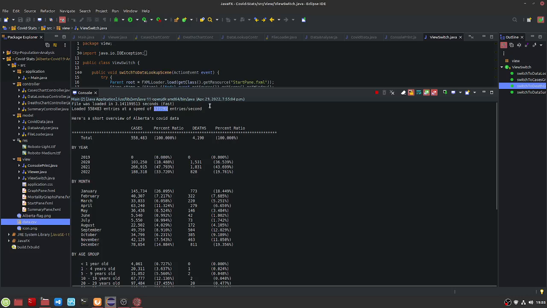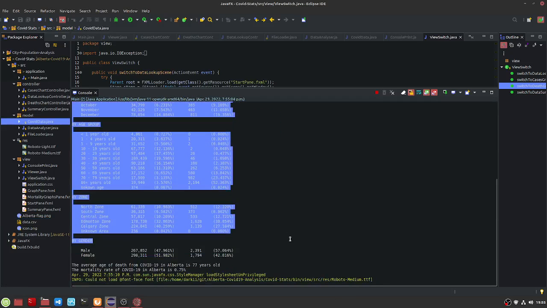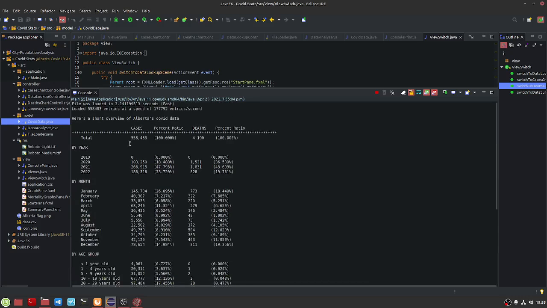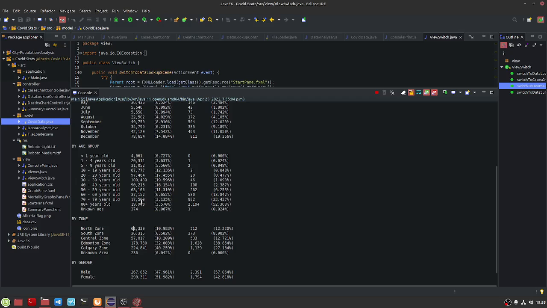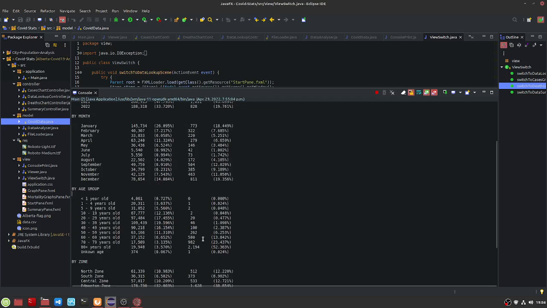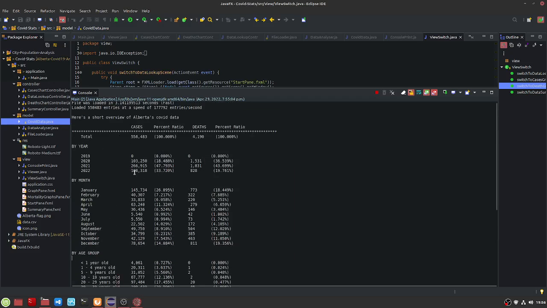So usually I average around 200,000 entries per second, but since I'm recording a video, it's a little bit slower than usual. I started this project off by making a little overview in the console, just a simple one that's got all the information you need. So distribution of cases by gender, by zone, by age group, by month, by year, the total, deaths as well. Death data is included, all of that, along with the percentage of everything. You'll see that 18% of all cases in Alberta were in 2020, 47% were in 2021, and already we're only in the month of April, and 33% in 2022.